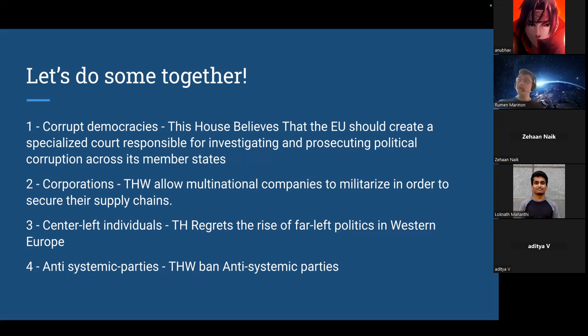Okay. What is the group that we're characterizing? Would it be the population of Western Europe supporting the rise of far left politics? It is written on the left side. Center left individuals. Oh, center left. Is it? Yes. Okay.